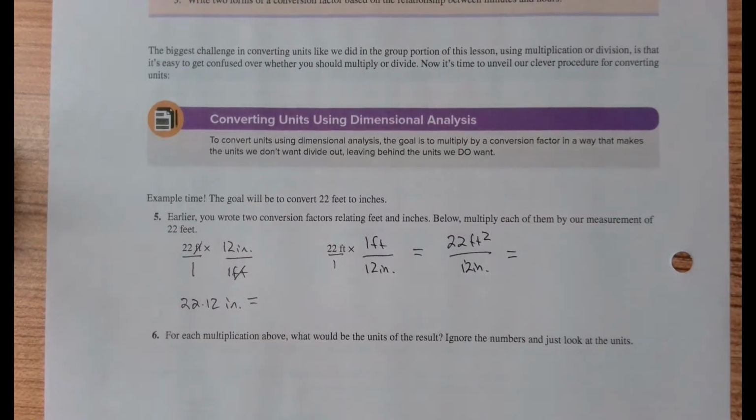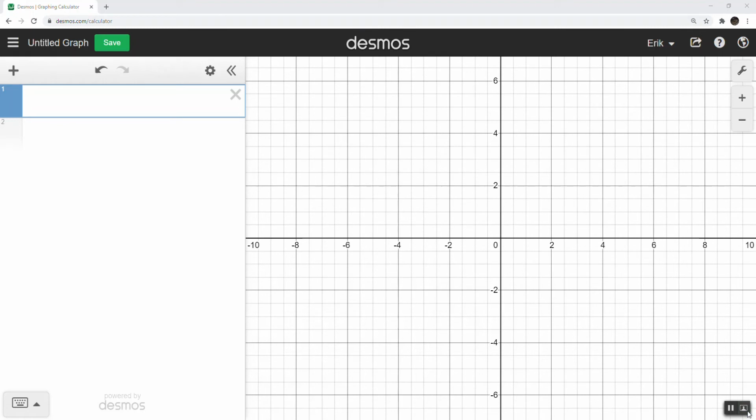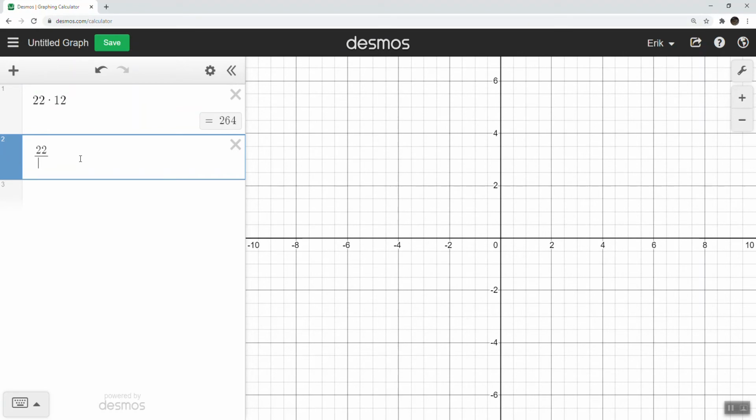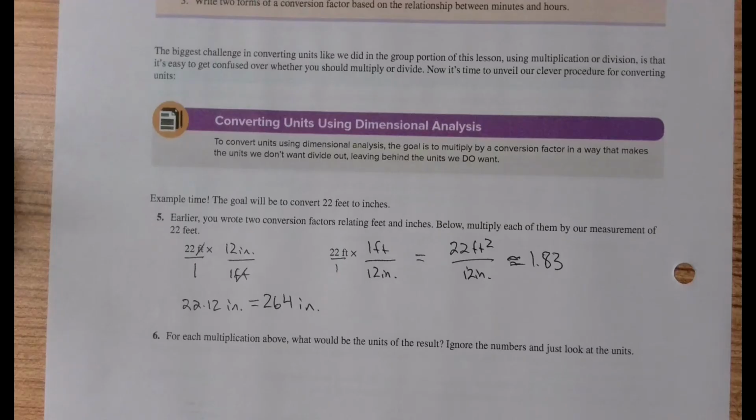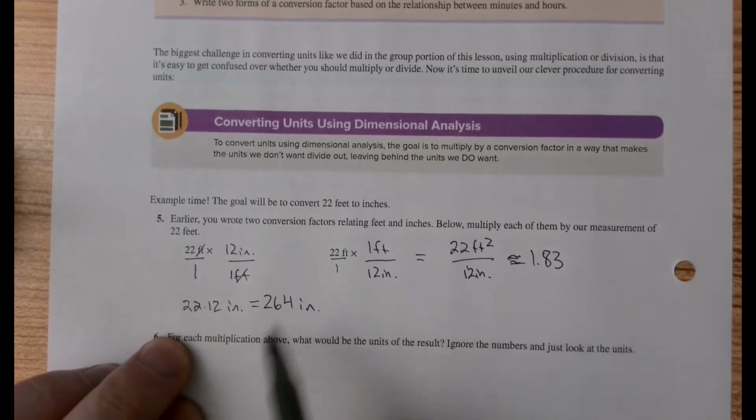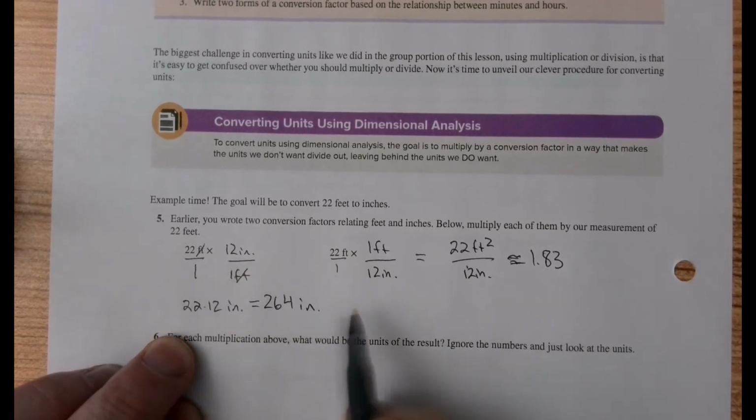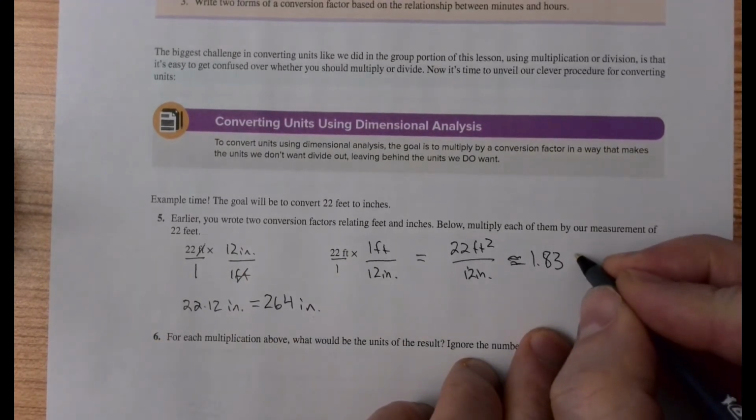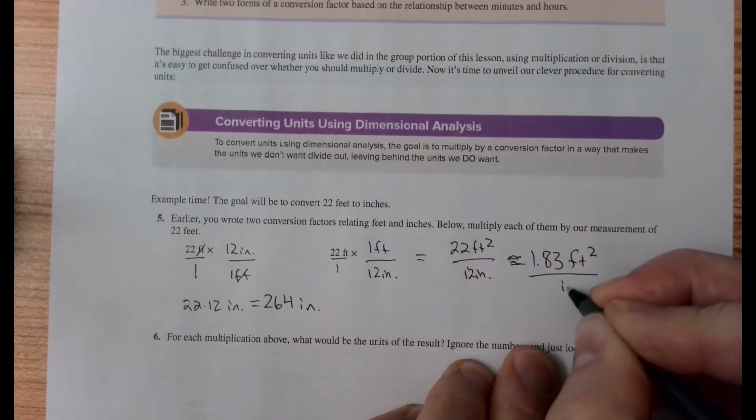Let's jump to Desmos real quick. I'm going to grab what both of those numbers are. So I got 22 times 12, that's 264. And then 22 divided by 12, and I get approximately 1.83. So let's go back and put the units on these two numbers. Here's my 264. That's just in inches because the feet canceled and everything was fine. Over here, this is feet squared divided by inches.